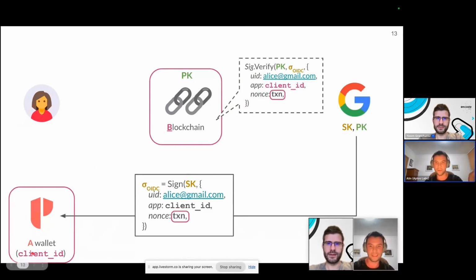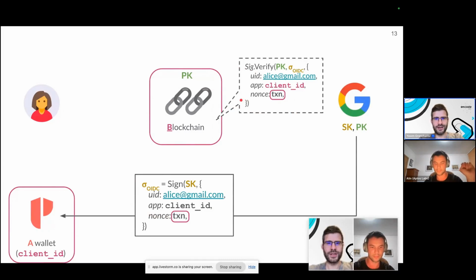So if I sign into a wallet and I successfully do so, then in that process I can implicitly trick Google or any OIDC provider to sign a transaction for me, right? And then I can take the signature and make it publicly verifiable on chain, right? So this slide is the key idea behind keyless accounts.